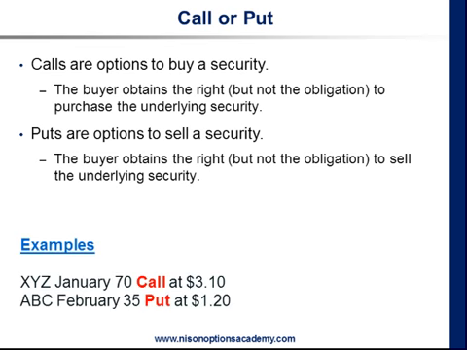So, for example, if you're in XYZ market, a January 70 call gives you the right to buy XYZ. January is the expiration date, and it gives you the right to buy it at 70, and you're paying $3.10 for that right to buy that call. You're bearish on stock ABC, a 35 put, which expires in February, gives you the right to sell the ABC stock at $35, and you're paying $1.20 for that right. This is just a very basic difference between calls and puts.